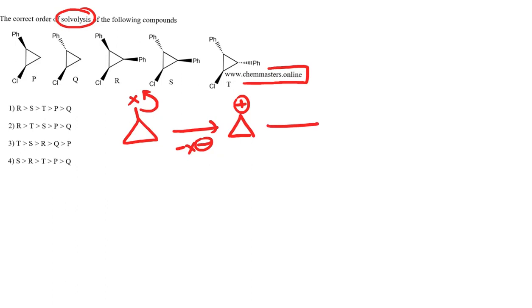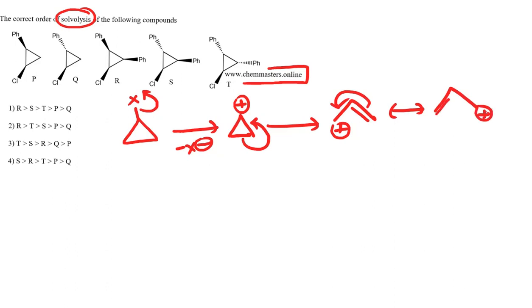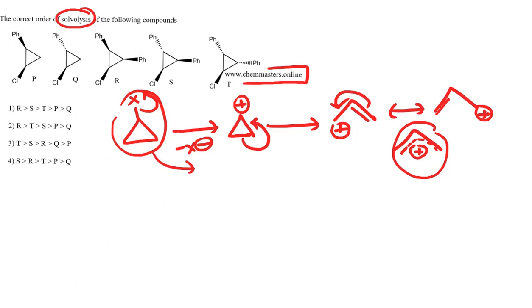and further, to relieve the ring strain, the sigma bond cleaves to produce allyl cation. We can represent the two resonance structures of allyl cation like this. But experimentally it is observed that the formation of allyl cation from cyclopropyl halide takes place in a single step through a concerted process.